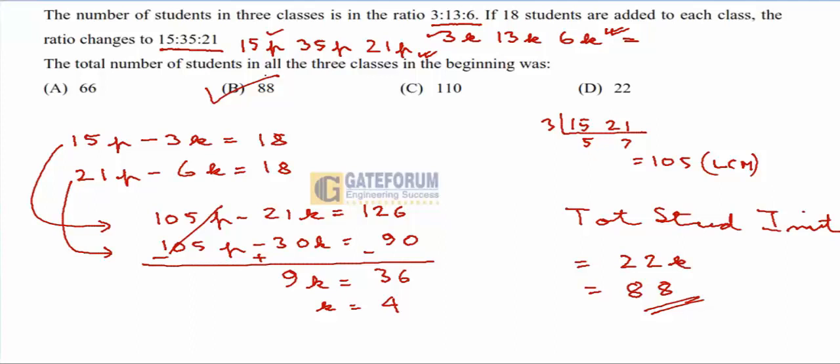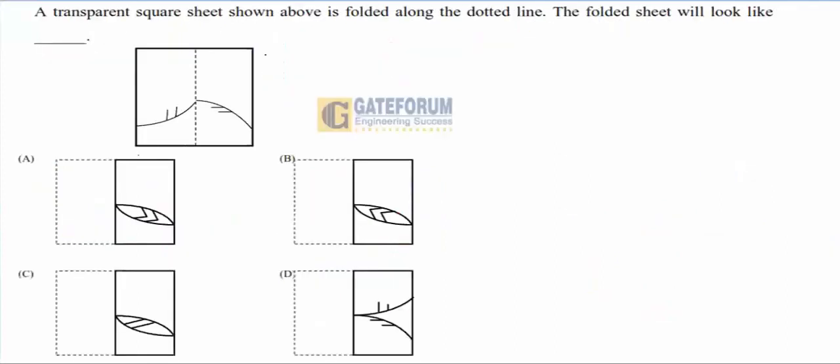Hope we have understood. A transparent square sheet shown above is folded along the dotted line. The folded sheet will look like what? Very clearly, if we fold it, I hope you can understand that this will come up like this and these will turn up like this. So that is option B. It's a pretty simple one.